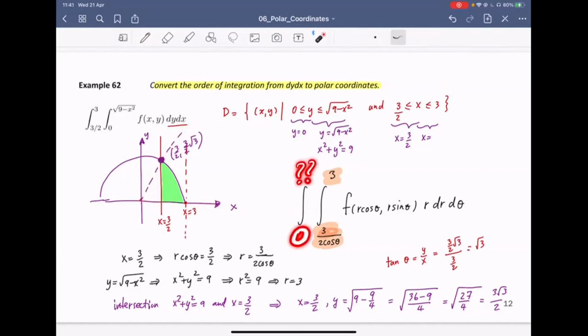But the question mark here, I want to find that. The theta is going to be the theta that gives you the point x, y, x equal to 3 over 2, and y equal to 3 over 2 square root 3. That theta is going to be the theta that makes tan theta equal to square root 3. You solve this equation, you're going to get theta equal to pi over 3. Good. And the answer is going to be 0 to pi over 3 here. All right. Okay. Sounds good. All right. And that is example 62.